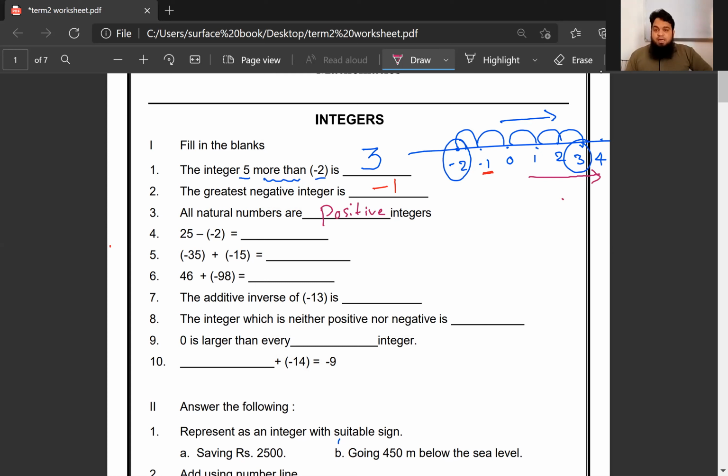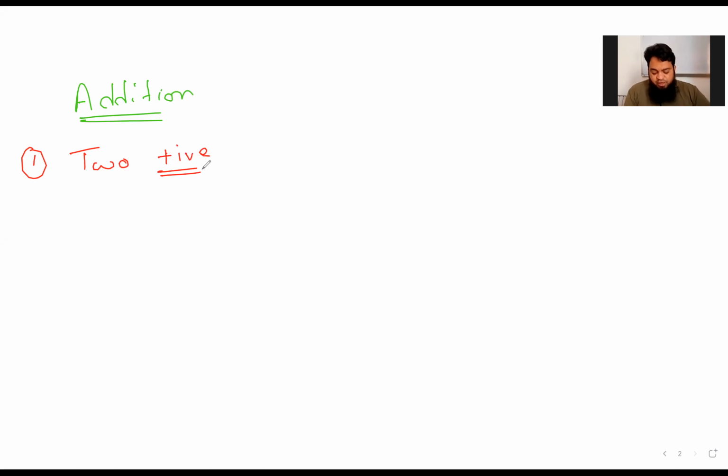Good. Now, before going to this problem, I want to explain one concept of addition and subtraction of integers. See, when we talk about addition, when you add two positive integers, you add those numbers, and the sign also will be positive.